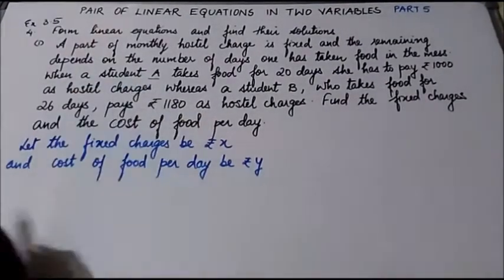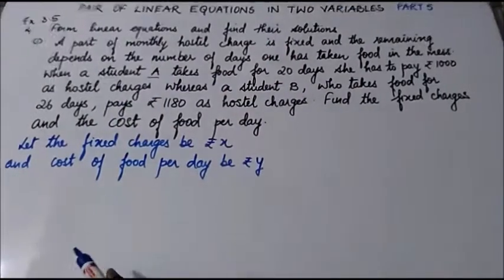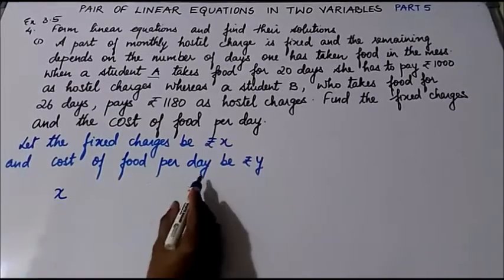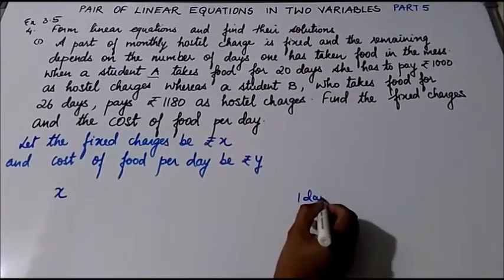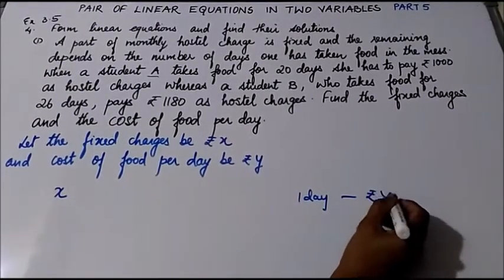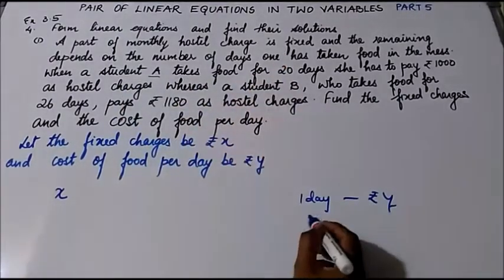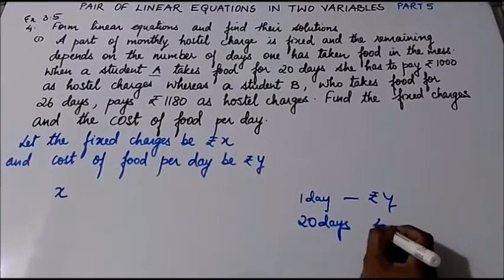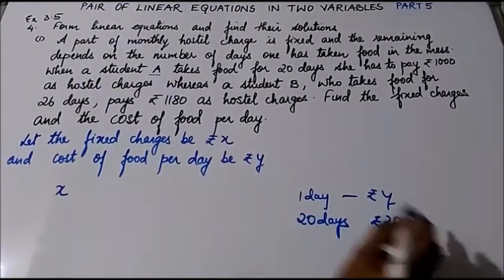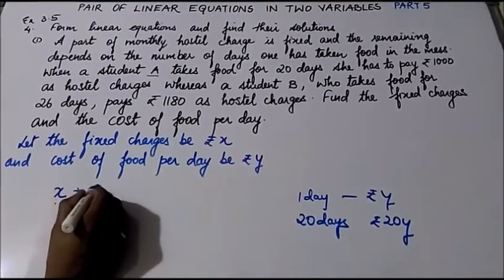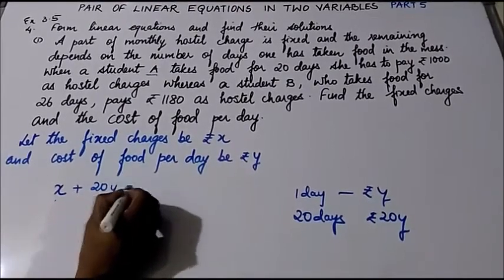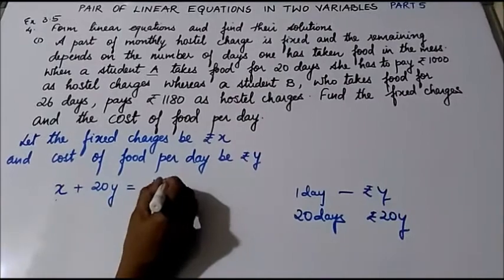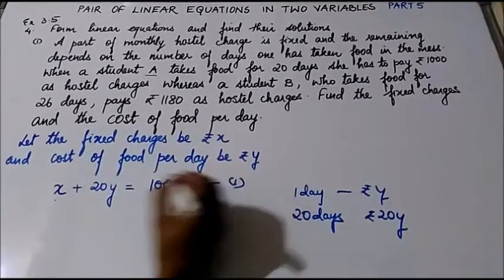When a student A takes food for 20 days. Now fixed charge the student has to pay, so X plus for 1 day, what is the cost for 1 day? The cost of the food is rupees Y. Student A has been there for 20 days, so she has to pay rupees 20Y. So the fixed charge plus the cost of the food will give us the total cost she has paid, that is equal to 1000. This is the first equation.